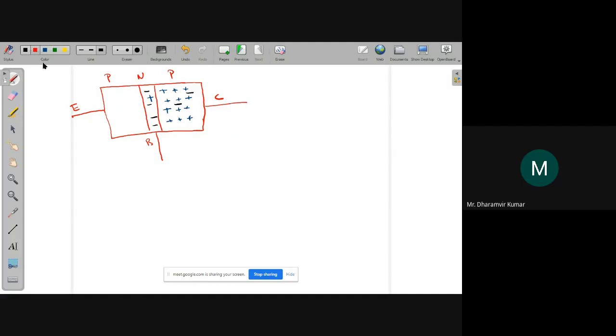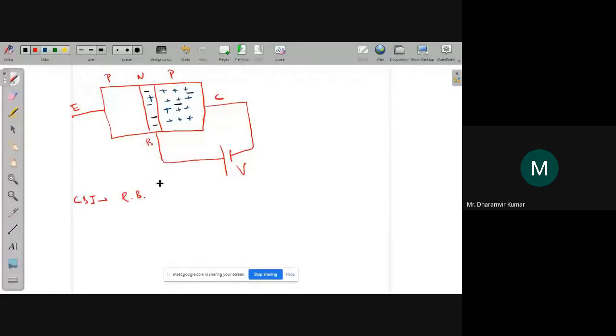Now let me make it reverse bias. So P type should be connected to the negative terminal of the battery, and N type should be connected to the positive terminal of the battery, any battery. So this will make the collector base junction be in the reverse biased mode.